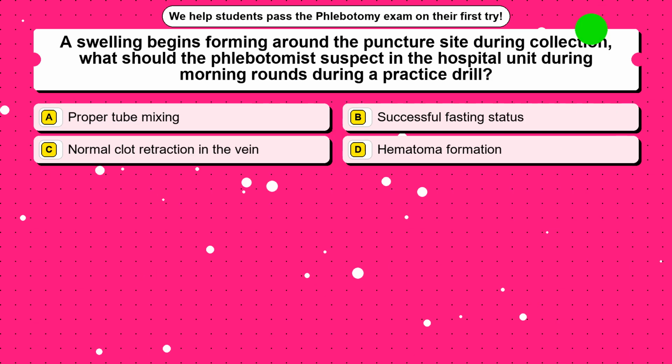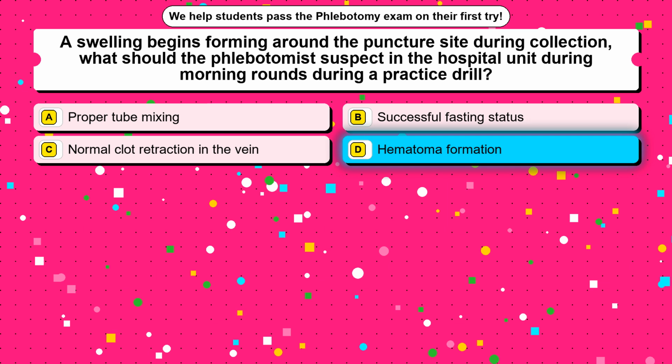Question 35. A swelling begins forming around the puncture site during collection. What should the phlebotomist suspect in the hospital unit during morning rounds during a practice drill? Option A. Proper tube mixing. Option B. Successful fasting status. Option C. Normal clot retraction in the vein. Option D. Hematoma formation. The correct answer is option D.